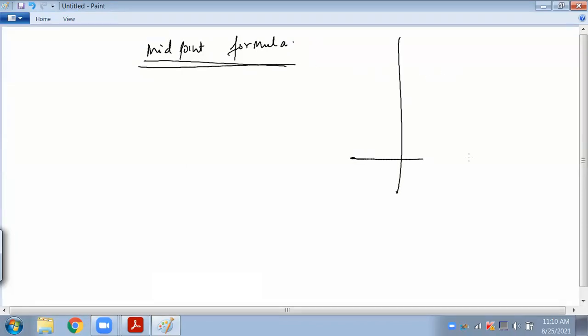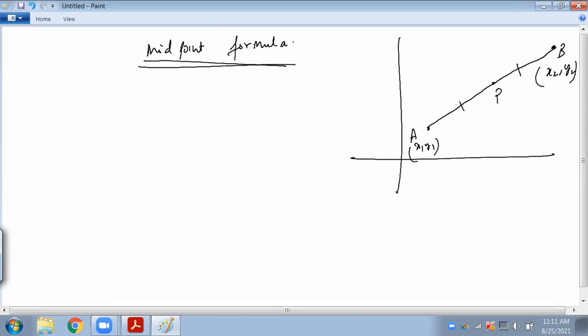So same thing only, but now it will be a midpoint. Say we have 2 points A and B, and A is x1, y1, B is x2, y2, and the line joining this AB is divided by 1 point, say P, and P is the midpoint of AB. So if P is a midpoint, that means AP and BP will be equal, or it will divide AB in the ratio of 1:1, or AP is to BP will be 1:1.